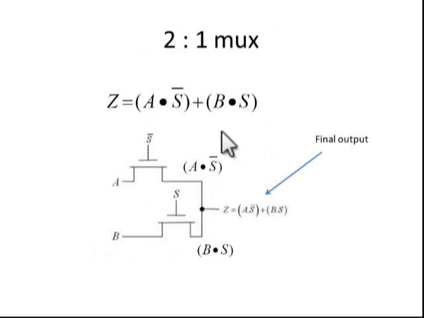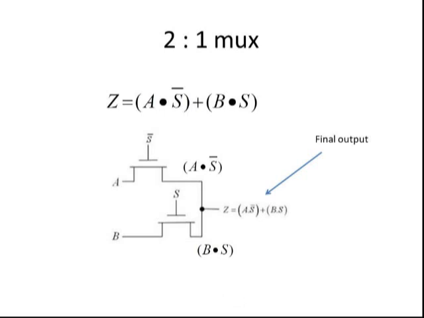And next, we can design a 2:1 mux. The expression for the 2:1 mux is A dot S bar plus B dot S. First we have to design A dot S bar. Here the S bar is there, so the control signal should be S bar. In the second term, B dot S, the gate signal or the control signal is S. Now this will give A dot S bar and this will give B dot S, and these are connected. So the final result will be A dot S bar plus B dot S.